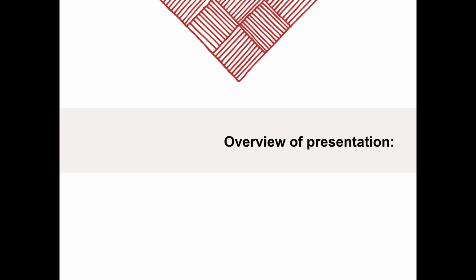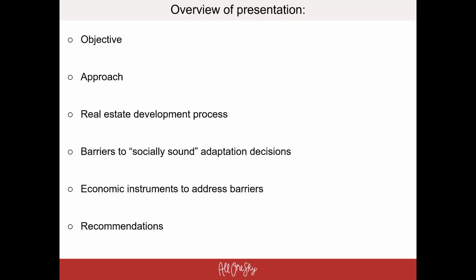And I'll just give you a quick overview of what we're going to talk about today. I want to start by looking at the objective of the study, then a little bit about the approach that we took, which leads into an overview of the real estate development process, then looking at some of the barriers to what we call socially sound adaptation decisions within that development process, looking at examples of a few economic instruments that could be used to address some of the barriers that we identified, and then some of the main recommendations that we came up with at the conclusion of the report.